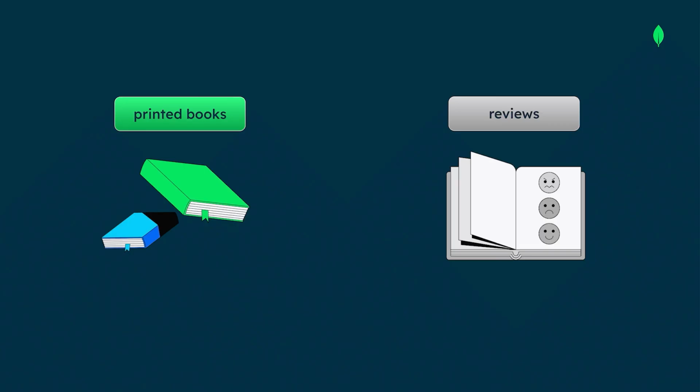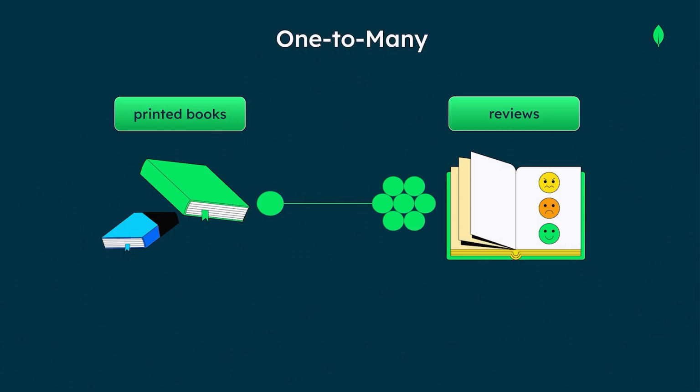Next, let's examine the relationship between printed books and reviews entities. One book can have multiple reviews. On the other hand, a single review can only be related to one book. We call this relationship one-to-many.